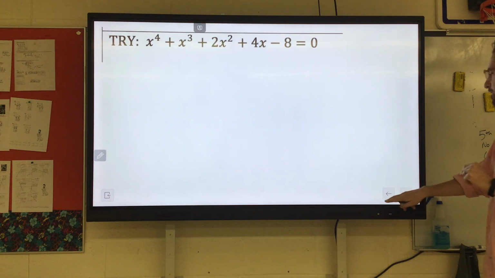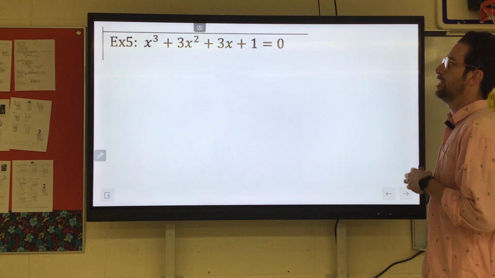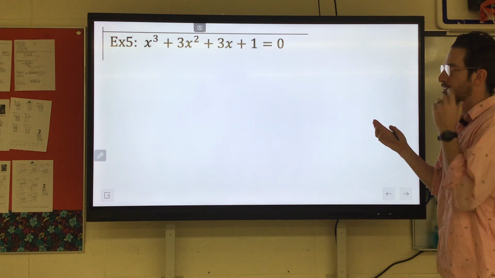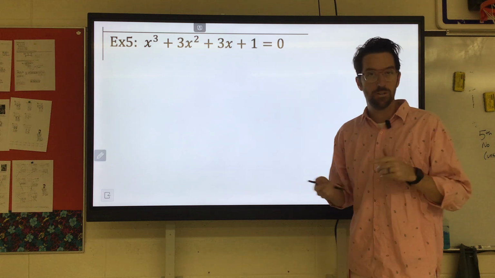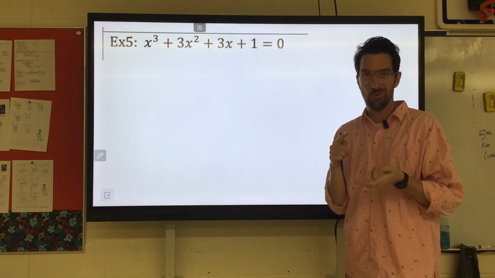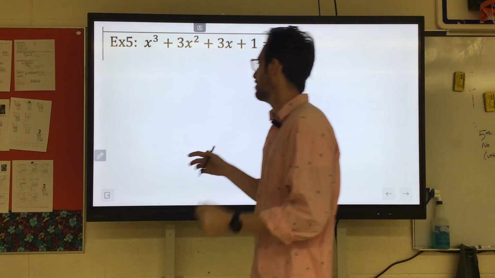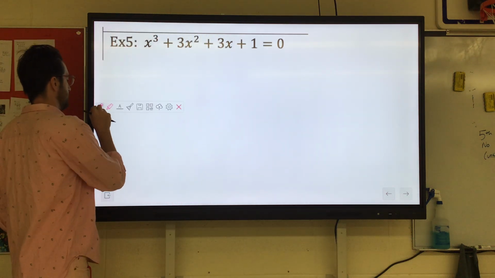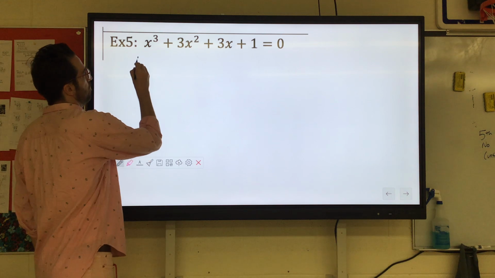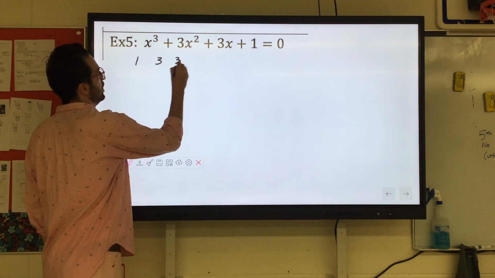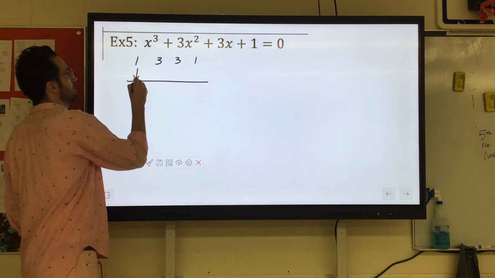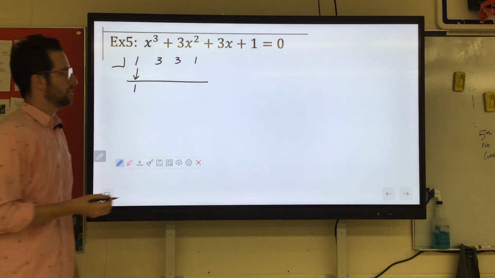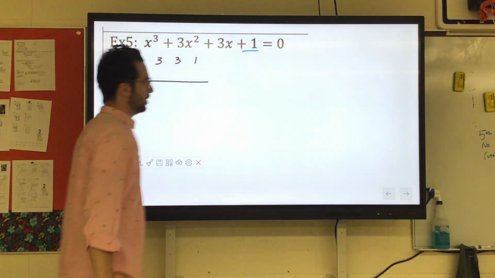We got one more, I think. Oh, here it is. And then there's one for you to try. So, all right. The nice thing about this one is if you look at that last term, it's just 1. So we just have to test either 1 or negative 1. Those are the only factors of 1. So if we're doing synthetic division, and we write our numbers across the top, 1, 3, 3, 1. The only two possible numbers to test are 1 or negative 1, because those are the only factors of 1.